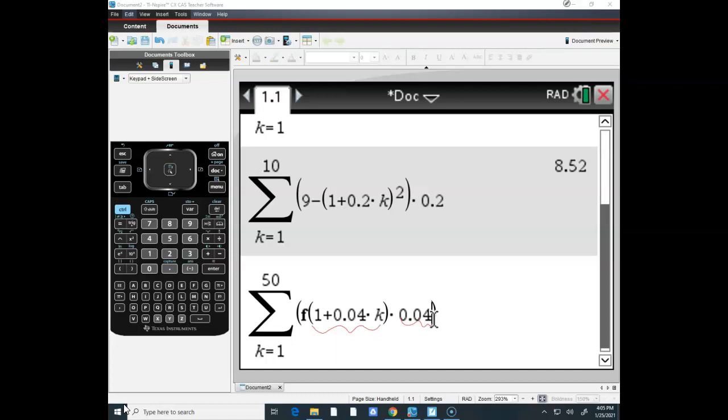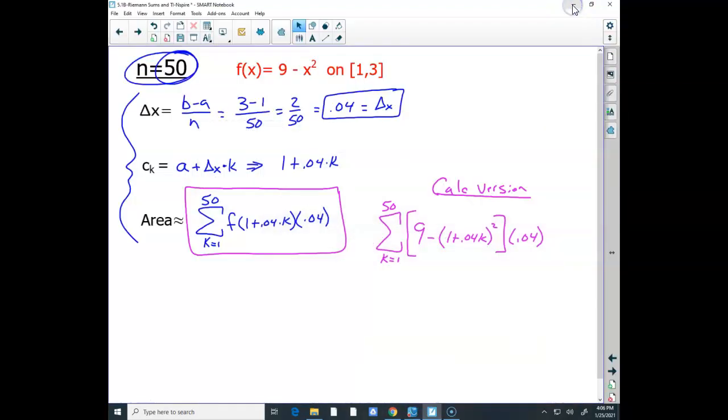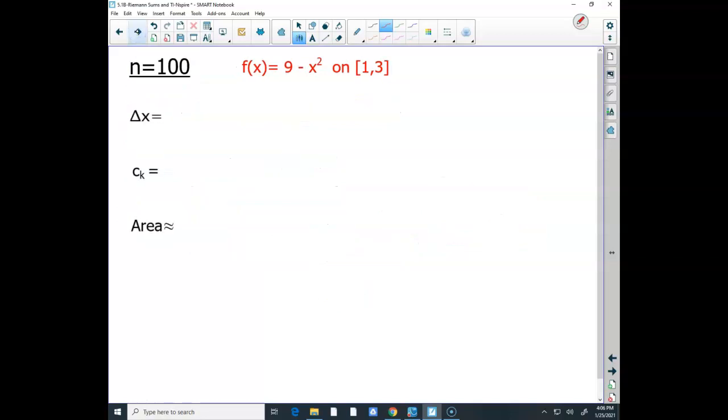So I'm going to hit enter, and that's going to give me my area with 50 rectangles, and that should be 9.173. Okay, so this is approximately equal to 9.173 rounded to 3 decimal places. Then guess what we're going to do? We're going to do the same exact problem, except with 100 rectangles.